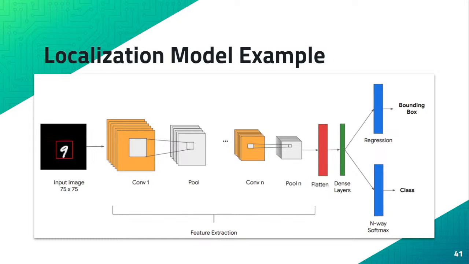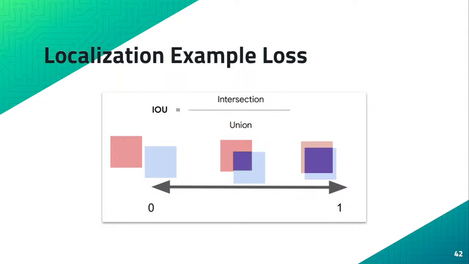An example of a model using this is the exact same model as before, but adding a second output layer, which would be the bounding box regression layer. Regression is finding a continuous value instead of just discrete values like 0, 1, 2, etc. An example of a loss for localization is IoU. That's just the intersection divided by the union of the true value and the predicted value, in this case the bounding boxes.